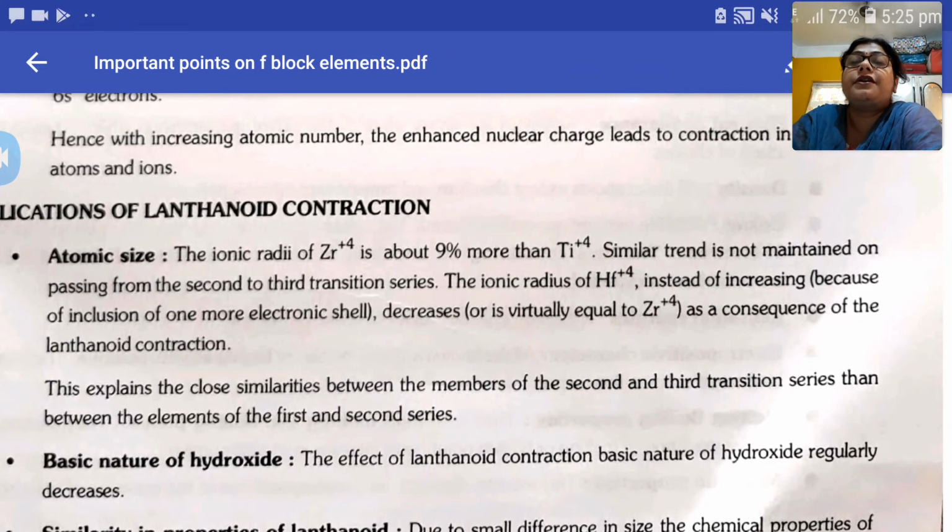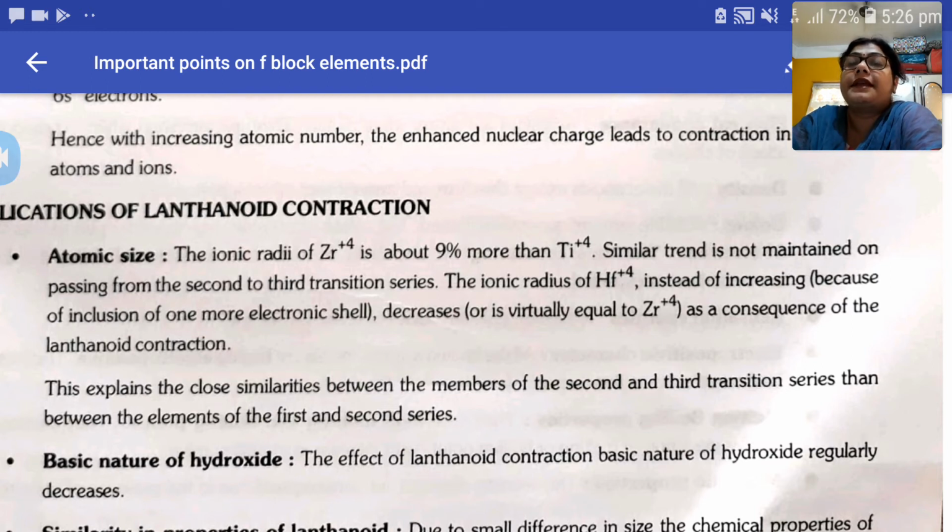The ionic radius of zirconium 4+ is about 9% more than that of Ti 4+. Okay. So here you see a similar trend is not maintained on passing from the second to the third transition series. The ionic radius of hafnium 4+, instead of increasing because of the inclusion of one more electron shell, decreases as a consequence of lanthanide contraction. That means it tells us about the progressive decrease in size among the elements of the lanthanide series.